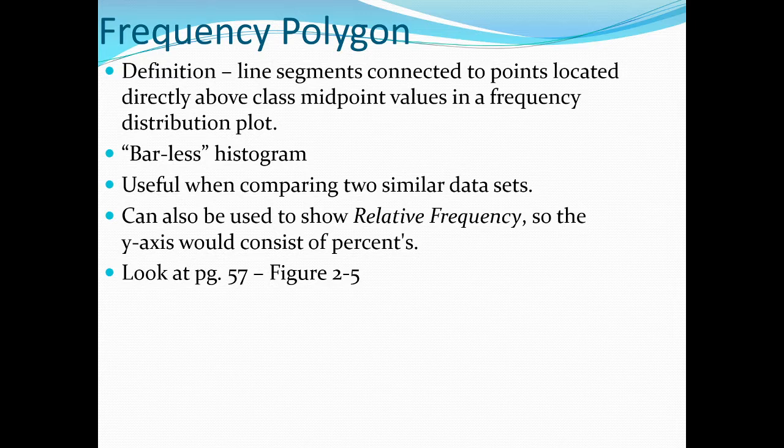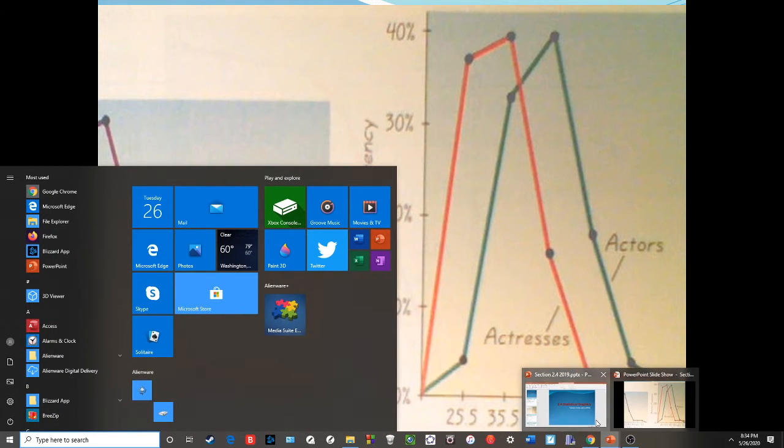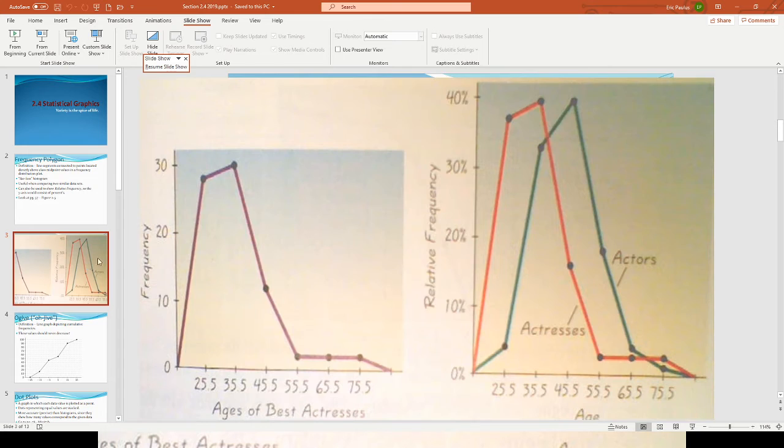So let me show you an example of one here. That's kind of blurry, so let me zoom back out to my original ones, and then I showed a little bit better there. These are two examples of polygons. I believe these are showing the ages of best actresses, or in the second case, the ages of best actresses and actors. And you can see how frequent each common age is here.